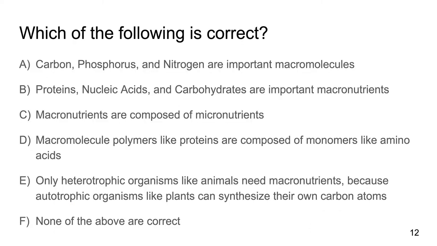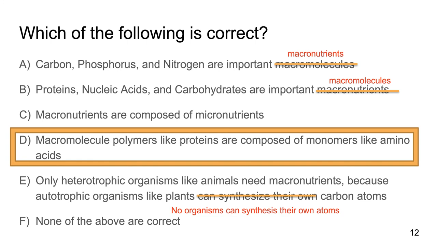Okay. Which of the following is correct? If you said D, that is the correct answer. So carbon, phosphorus, and nitrogen are important macronutrients. They are not macromolecules. These are individual elements that make up macromolecules. Macromolecules are things like proteins, nucleic acids, and carbohydrates. And these are not important macronutrients. So the macronutrients are the things like carbon, phosphorus, and nitrogen that play a big role or make up a large percentage of these individual important macromolecules.